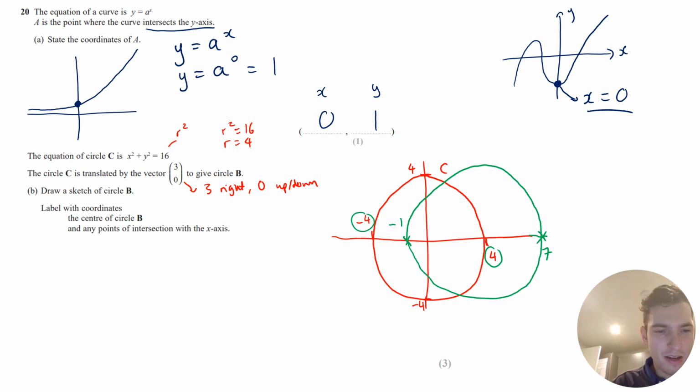And then it says, label with coordinates the center of circle B. Okay, so where is this center going to be? Before, the center was at 0, 0. And if it goes 3 to the right, then I think my center is going to be at 3, 0. So this is my center. And any points of intersection with the x-axis, I found them already. So let's just call this first point 7, 0, because I want the coordinates. And this one is -1, 0.